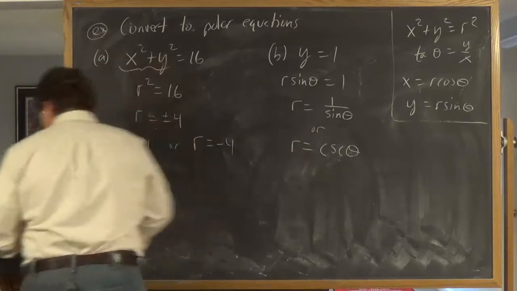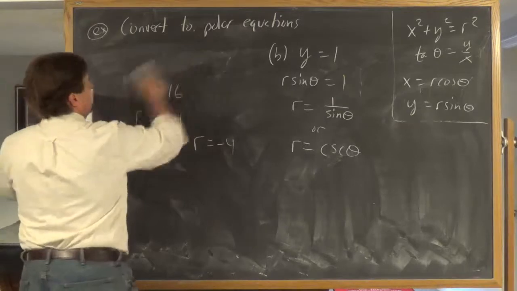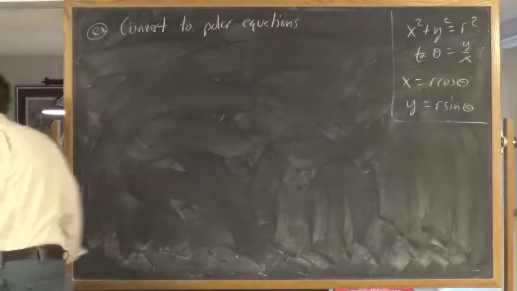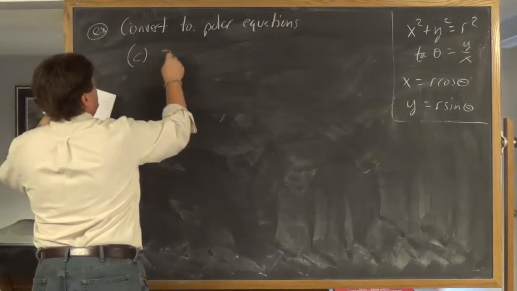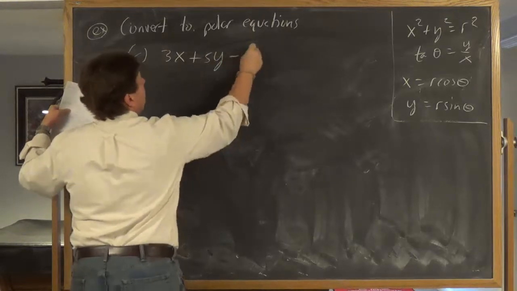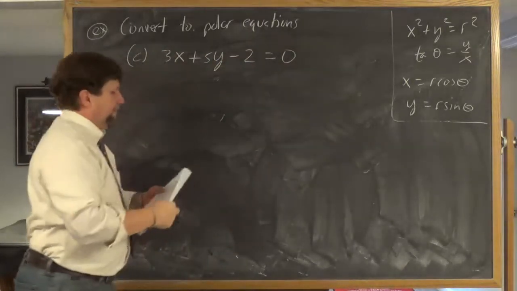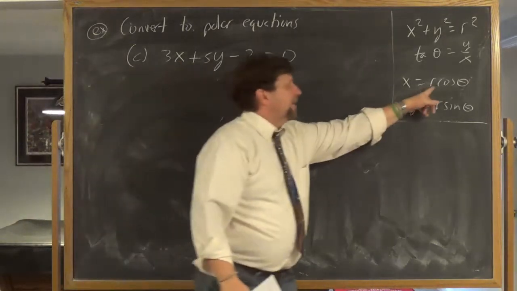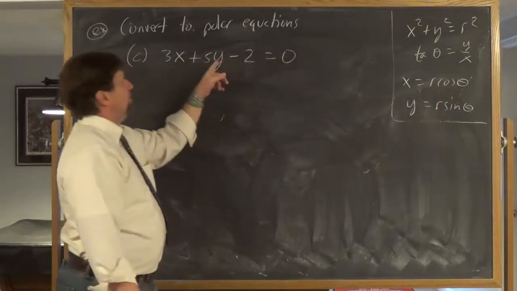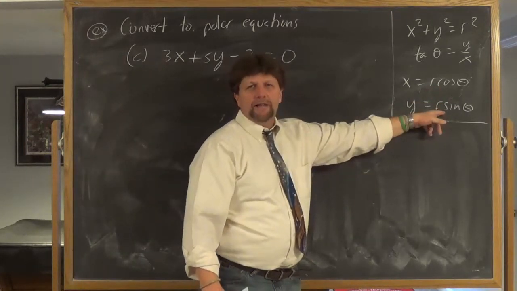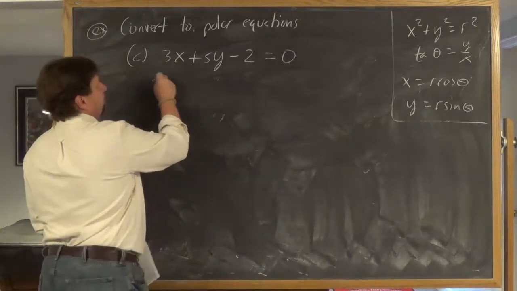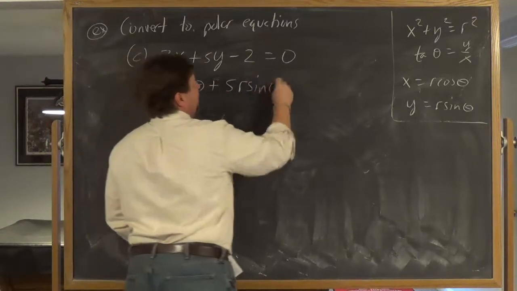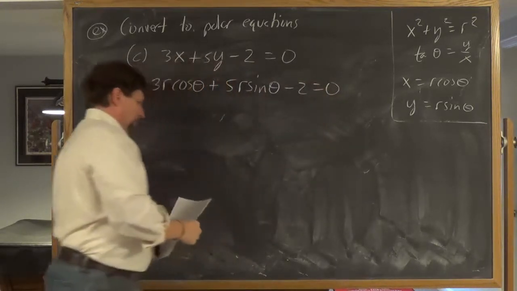Let's do one more. Give me a second here to erase. So just one more conversion: 3x plus 5y minus 2 equals 0. Well, quite simply, wherever you see an x, you're going to put in an r cosine theta. Where you see a y, you're going to put in an r sine theta. So that gives 3r cosine theta plus 5r sine theta minus 2 equals 0.